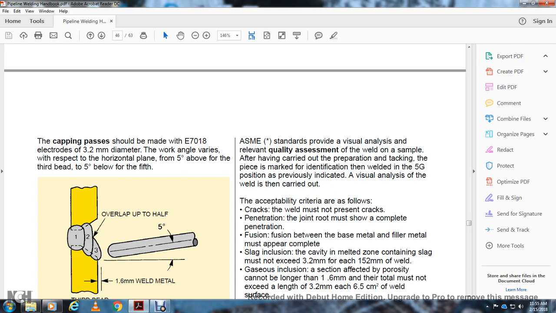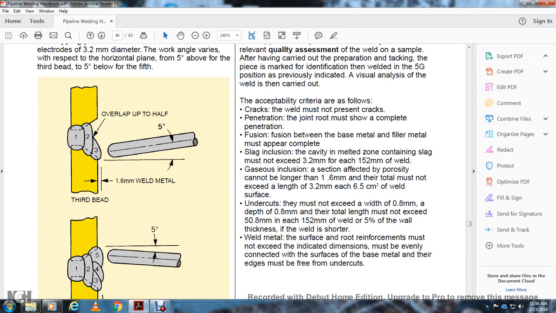Penetration of the root: the joint root must show complete penetration and fusion between the base metal and the filler metal. Slag inclusion: the cavity and the melted surface containing slag must not exceed 3.2 millimeters for each 152 millimeters of weld. Gaseous inclusion: the section affected with porosity cannot be longer than 1.6 millimeters. The total must not exceed a length of 3.2 millimeters for each 6.5 centimeters of the welded surface.